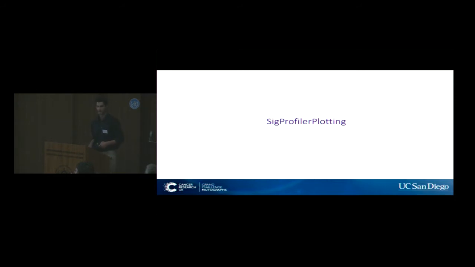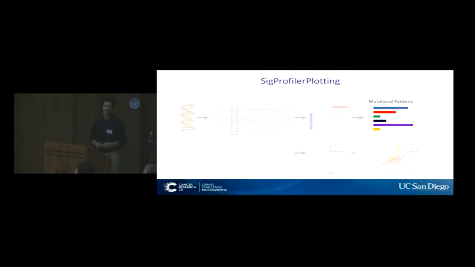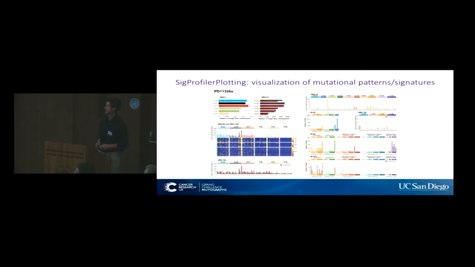The next tool in our pipeline is SigProfiler Plotting, and this allows us to visualize the mutational patterns in our sample, as well as the mutational signatures. So here's an example of a sample portrait for a breast cancer sample, where we have displayed all types of plotting available in the tool. So on the whole left side, you'll see all the single base substitution plots.